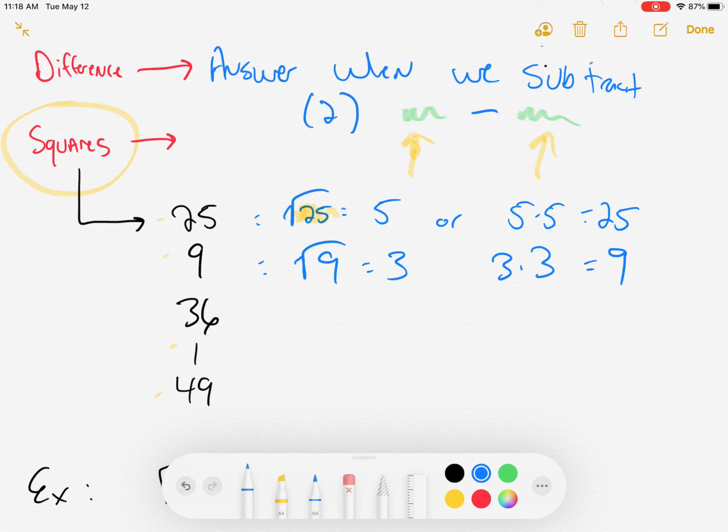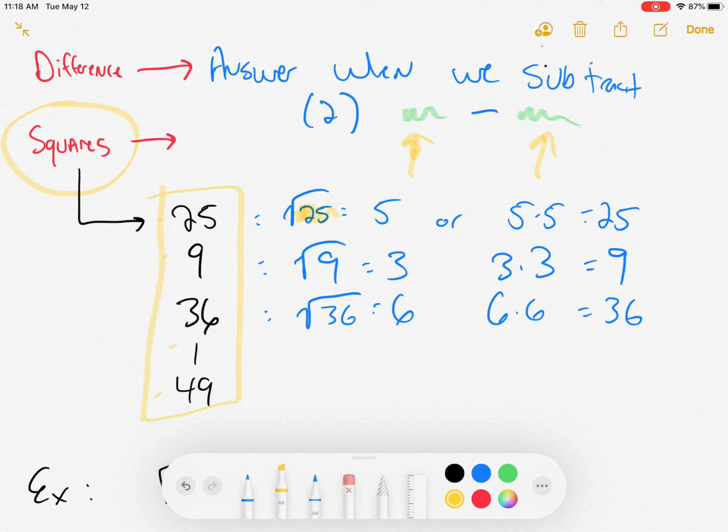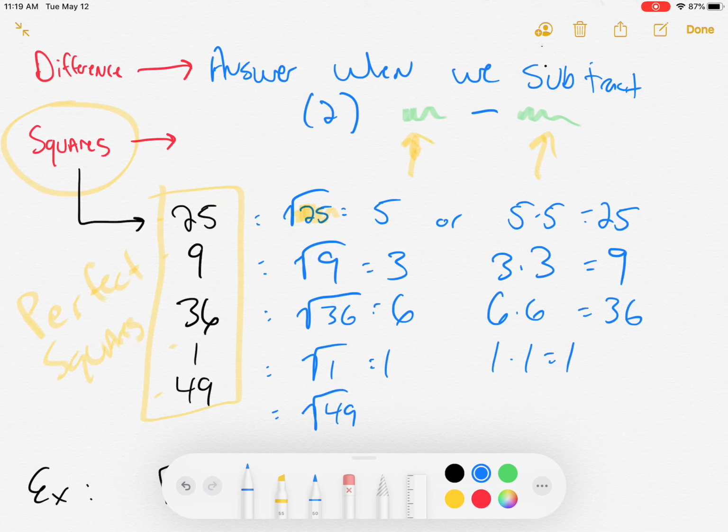Next up, we have 36. 36 is also under the radical. This little goofy sign, that's called a radical symbol. I hope some of you remember that. The square root of 36 is 6 because 6 times 6 is 36. So again, all of these numbers are perfect squares. Okay, I'll go through these last ones quick. The square root of 1 is 1 because 1 times 1 is 1. That one's pretty simple. The square root of 49 is 7 because 7 times 7 is 49.